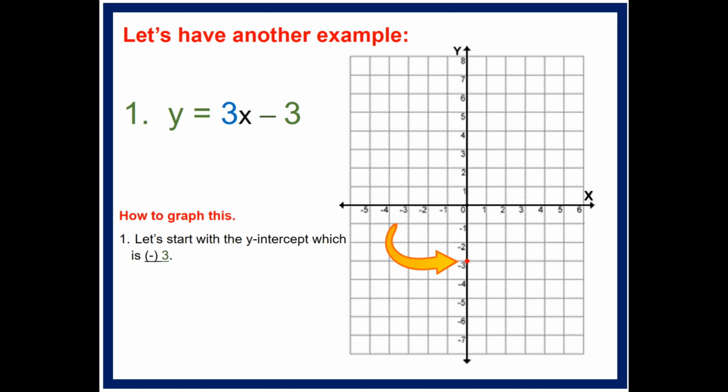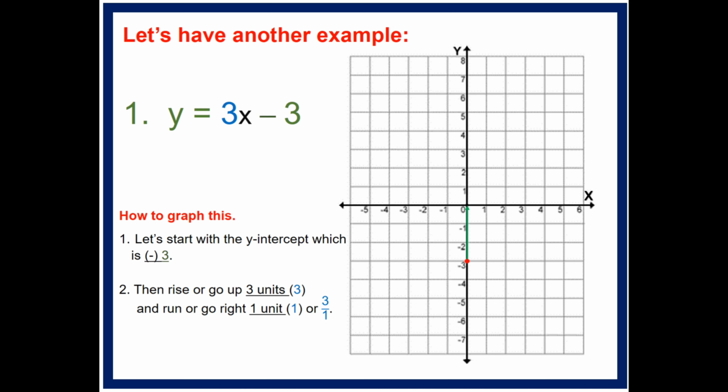What is our next step? Our next step, rise or go up 3 units. 1, 2, and 3. And run, or go right. How many times? There you go, the invisible 1 is there. We are going to go right 1 time. Look at the green arrow and put a dot in it.